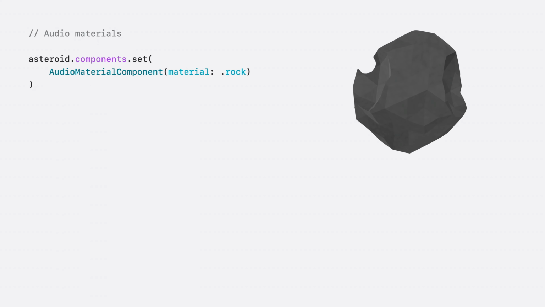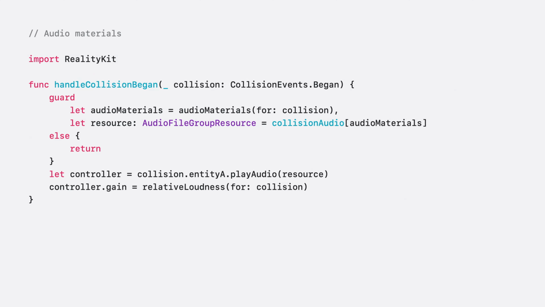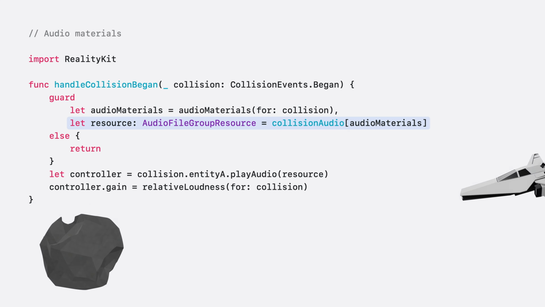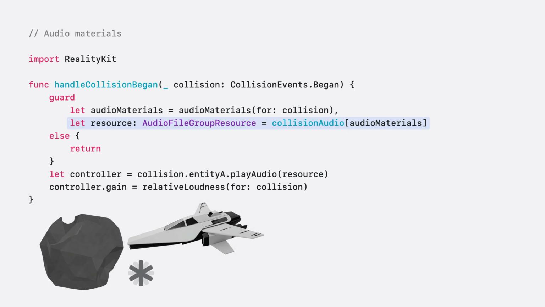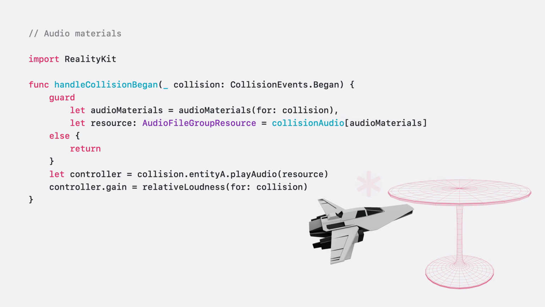I'll set the audio material component on all of the virtual objects from which we want to emit collision sounds. For example, I'll set the rock audio material on the asteroids and the plastic audio material on the spaceship. When two virtual objects collide, I'll first try to read the audio materials we set on them. Then I'll select from a set of audio file group resources already loaded and indexed by the pairing of audio materials. As a result, the collision sound between the spaceship and an asteroid is informed both by plastic and rock, and a collision between the spaceship and a table is informed by plastic and wood.